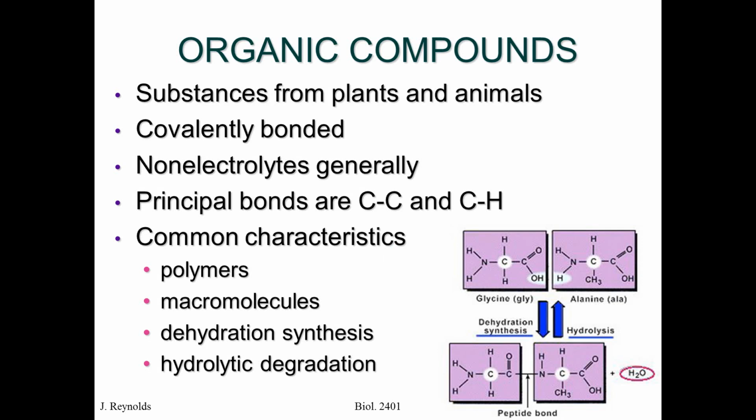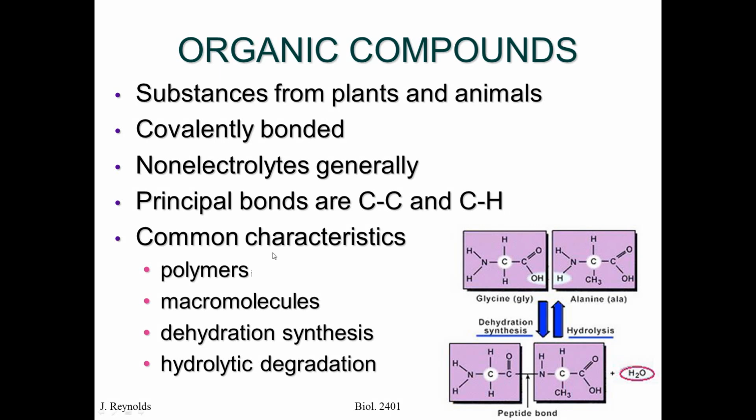Okay, so now we're at the organic compounds. Before I get into each of the types, just some basics about them generally. They are associated with plants and animals, all covalently bonded. Non-electrolytes. They are not made of ionic bonds. They're covalently bonded. You don't get electrolytes from covalently bonded molecules. The principal bonds are carbon-carbon and carbon-hydrogen.